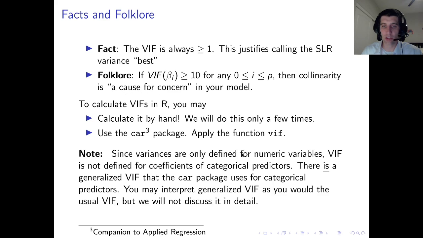So the moral of the story with the generalized VIF is that you can interpret it just as you would the usual VIF. In that sense, if the generalized VIF is greater than or equal to 10, collinearity is a cause for concern, and so on and so forth. There's a problem with VIFs when you use categorical predictors. There's an extension called the GVIF, the generalized VIF, which you can interpret exactly as you would the VIF. So when you see it using the CAR package, don't be alarmed. We're not going to discuss the generalized VIF in detail because we're going to introduce other methods instead. So please remember this. You will see this if you try and compute VIFs using categorical predictors.